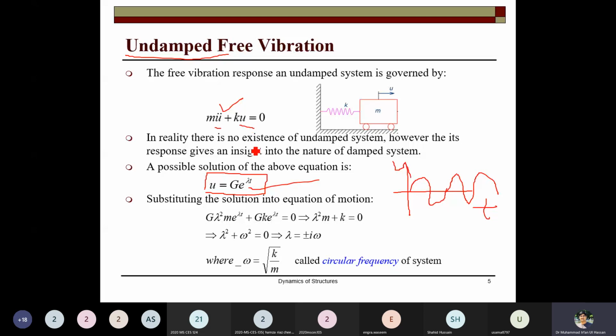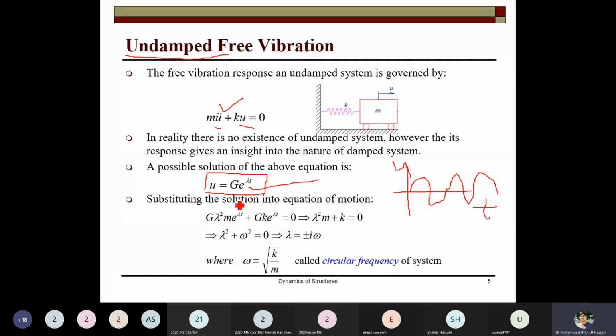So we can substitute this solution into the equation of motion. Now you know that u is equal to G e raised to power lambda t. What will be the first derivative? The u dot is not needed, and then you compute the second derivative. So the first derivative will be equal to lambda e raised to power lambda t, and the second derivative will be lambda square e raised to power lambda t.